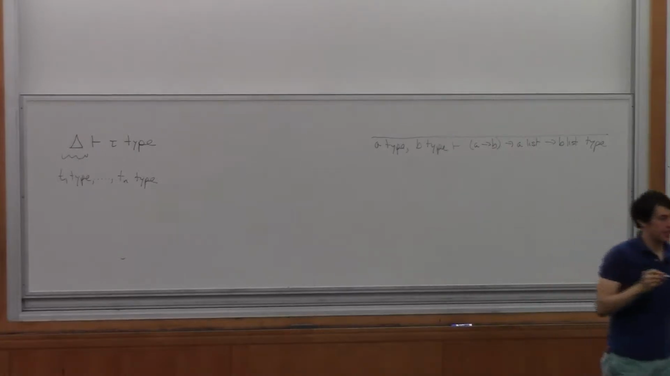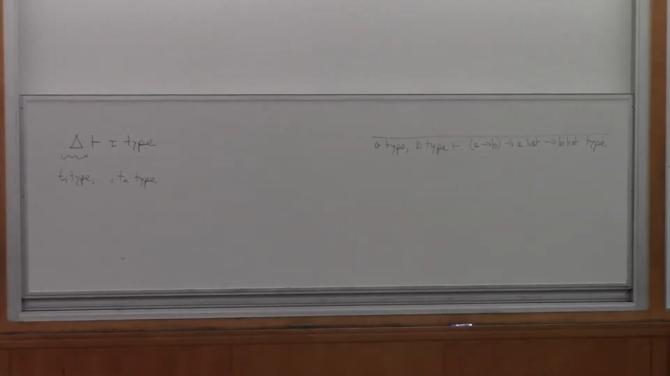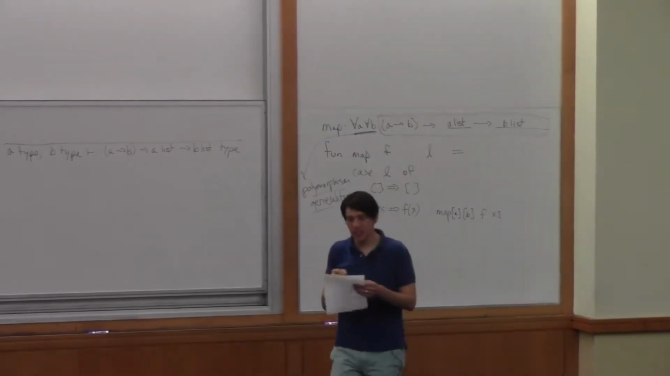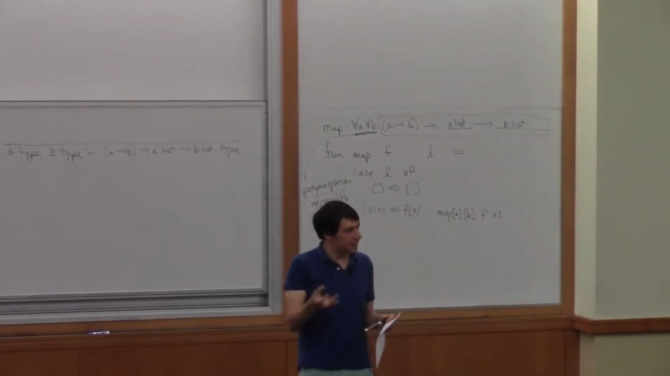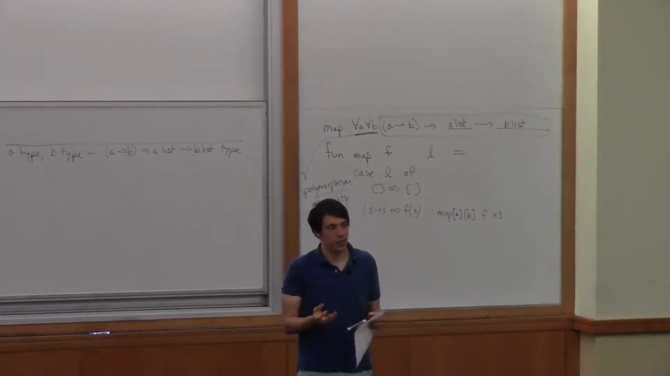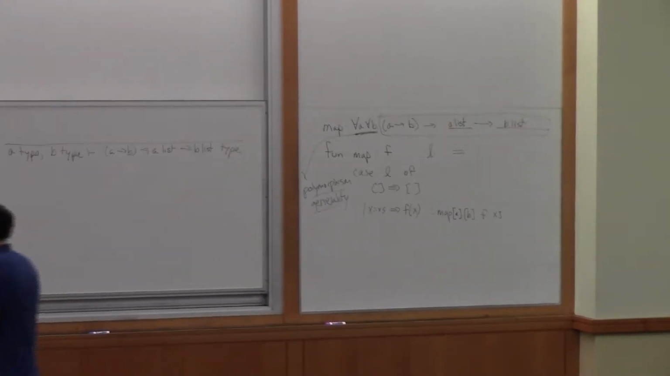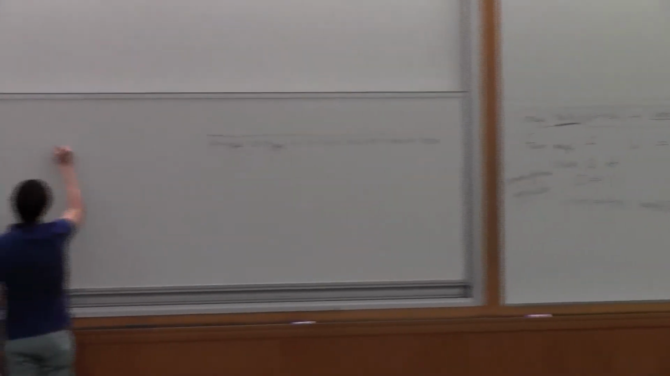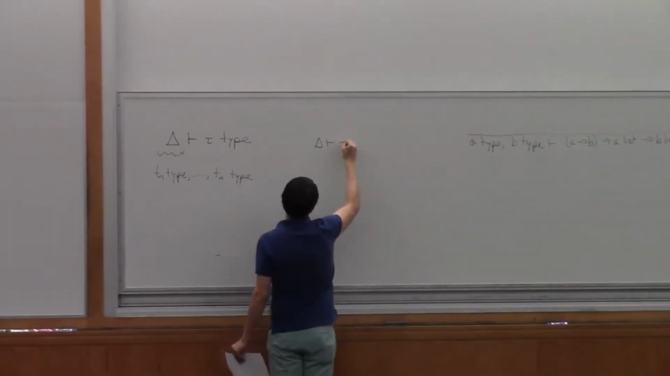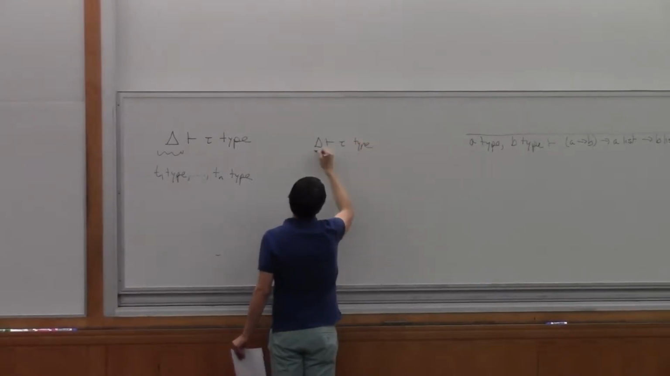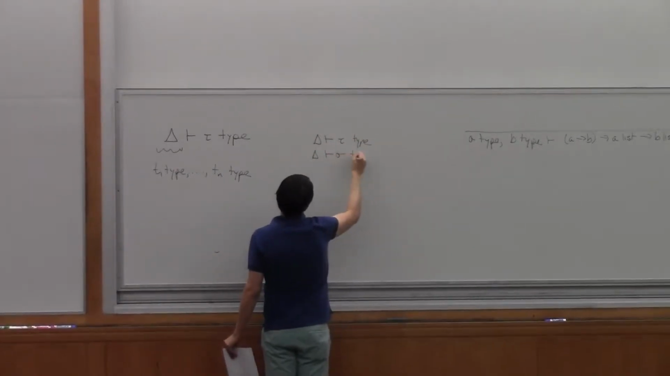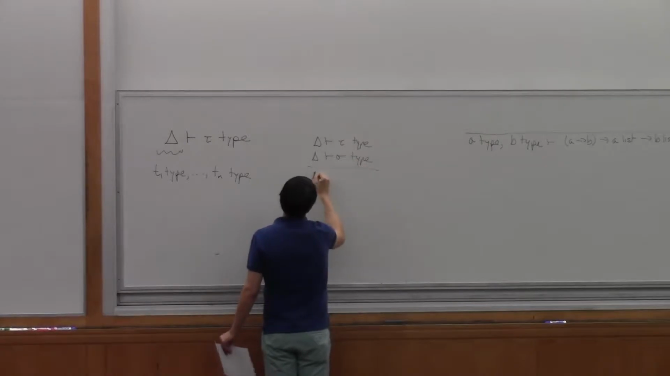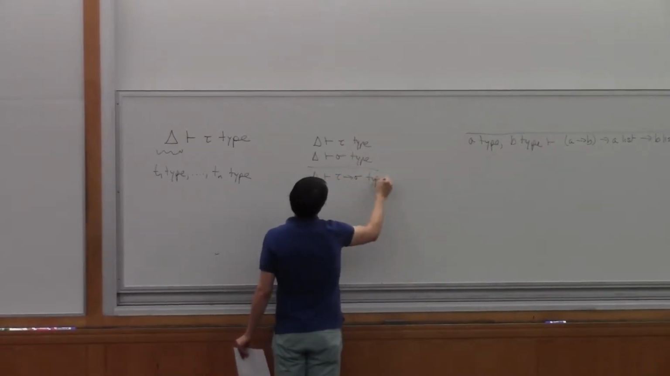Okay, so the idea is that the stuff that went in the body of map is a type, assuming that A stands for a type and that B stands for a type. So that's the new ingredient that we need there. And then the inference rules for that will be things like: delta proves tau is a type, delta proves sigma is a type, therefore delta proves tau arrow sigma is a type, right?